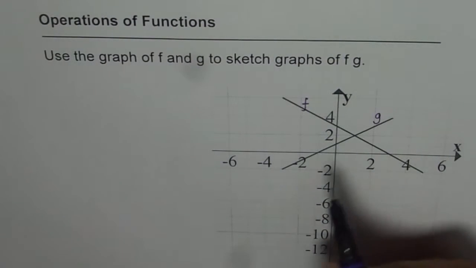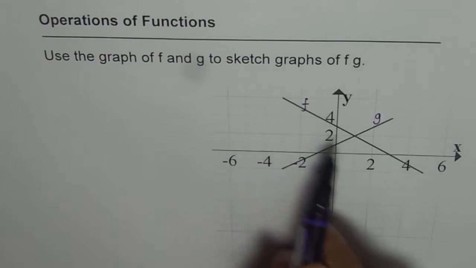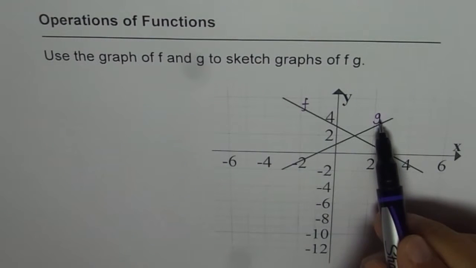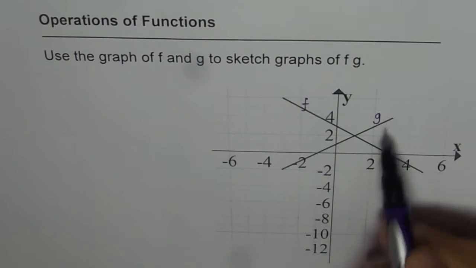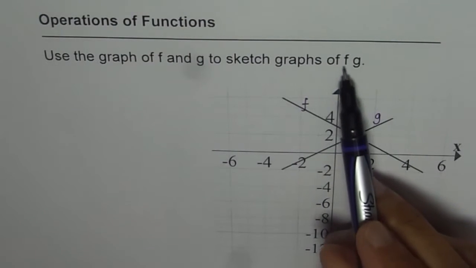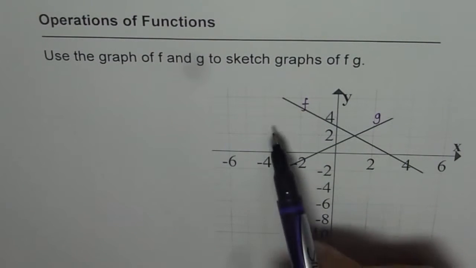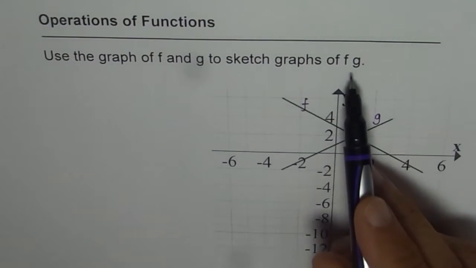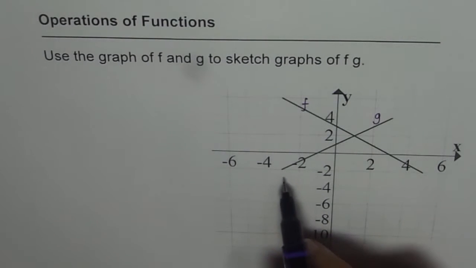Now we are given the graph of f, which is a straight line as shown here with a negative slope, and g is a line which has a positive slope. We have to perform the operation f times g and show the graph of the product of these two functions. Remember, you can only perform this operation on the common domain.